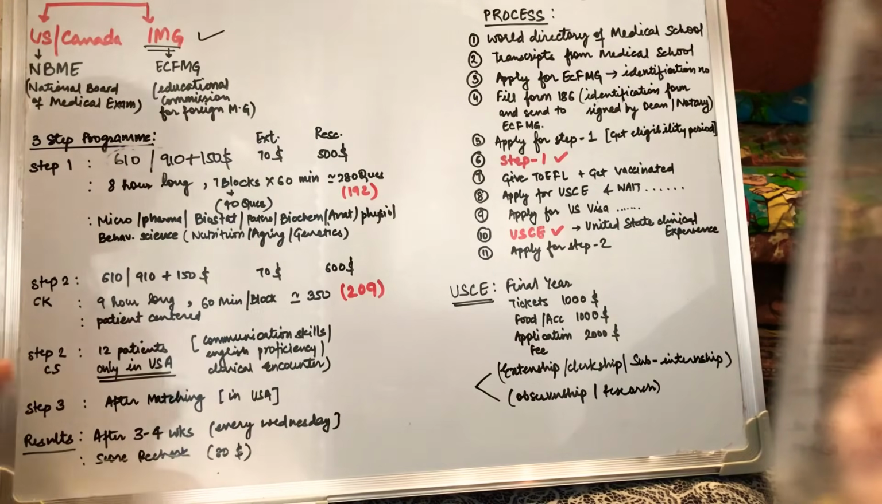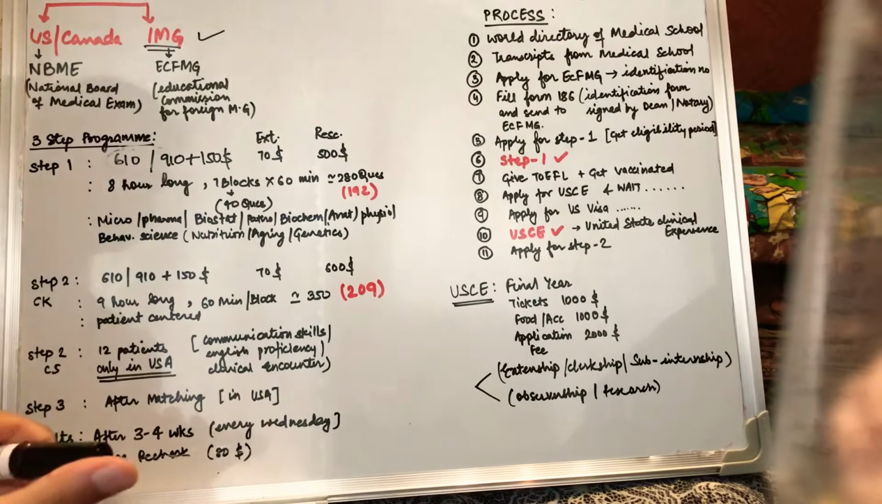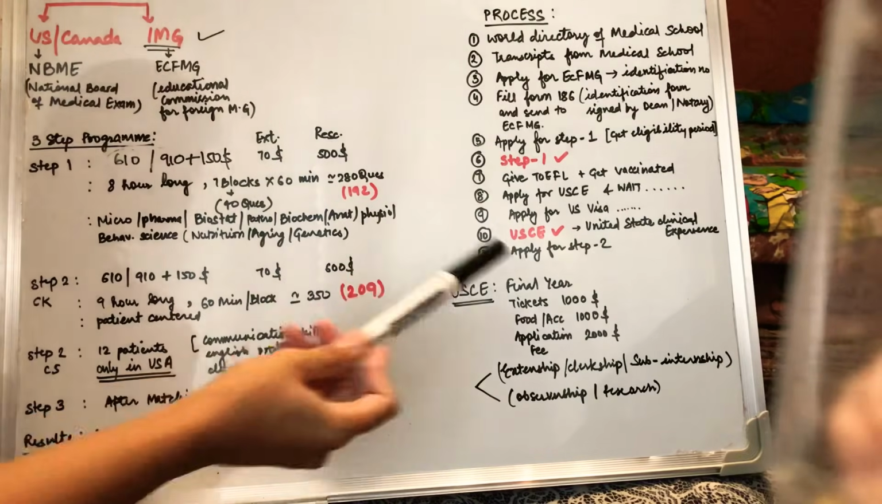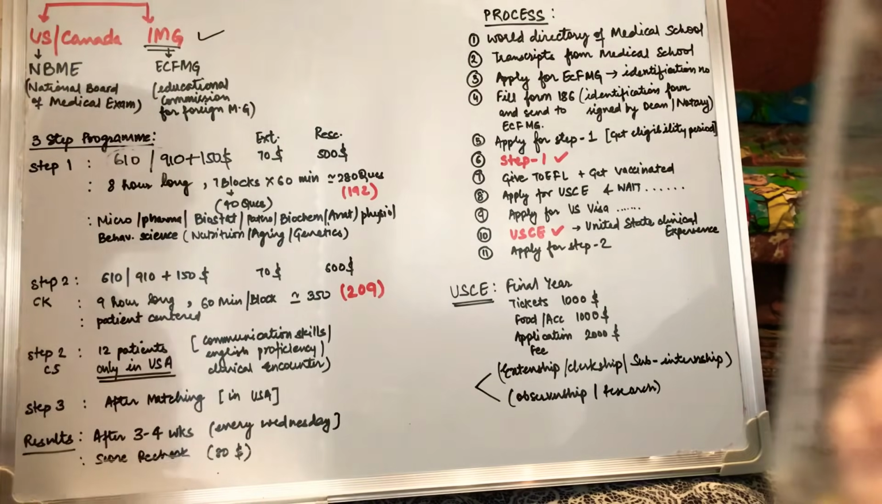After you're done with step 1, you'll think about USCE. Now, there are certain people who don't know about this step. Apart from step 1, step 2 and step 3, this is another part which is very, very important for you to get a residency in USA. What is USCE? United States Clinical Experience. Now, this is your exposure to patients in USA.